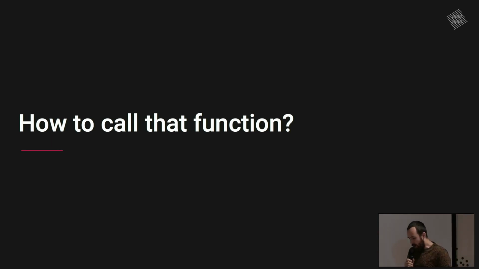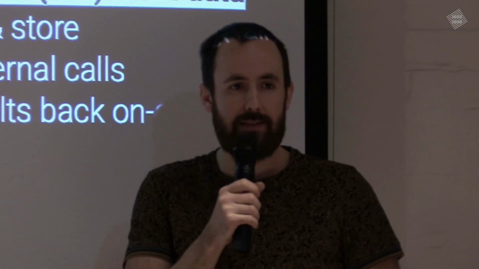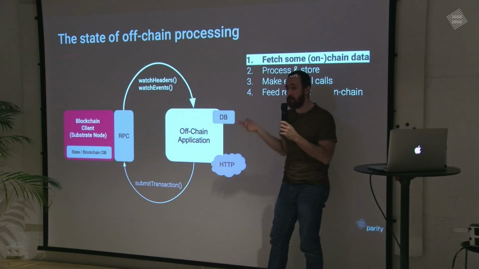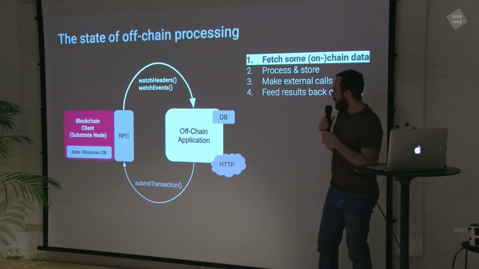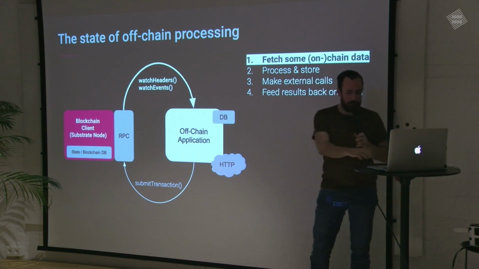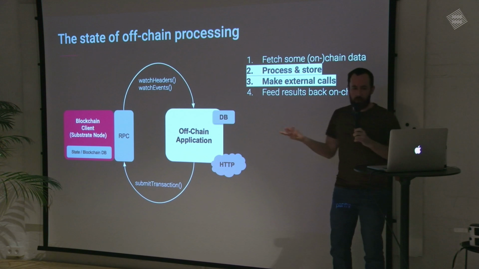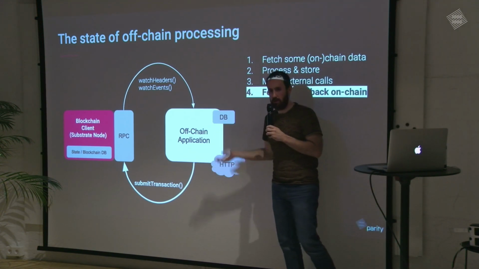So now the question is, how do you call that function? How do you ensure that new prices are coming? This oracle depends on other people submitting the BTC prices on chain, creating transactions that actually call that function within the module. The straightforward approach is to build a separate application that will be listening to the blockchain client state, listening for some events over RPC, for instance watch headers events or watch events. Based on those events, we'll do some processing and possibly make some external calls, because we need to fetch that BTC price from somewhere. And then at the very end, to feed the results back on chain, we'll create a transaction that will be submitted through another RPC call, submit transaction.